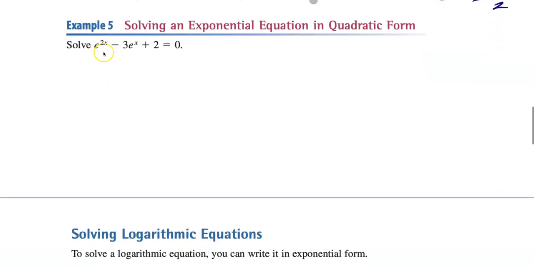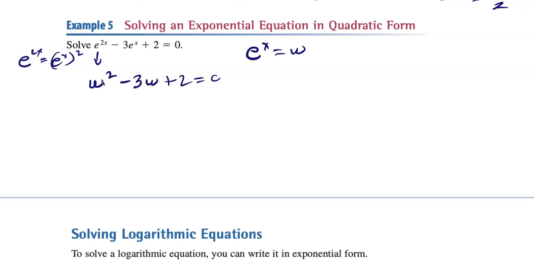This one is an e problem, right? But there's 2 e's. So you cannot just try to get e by itself. This is a quadratic. If you look at it, if we pretend like x equals w, what's going on here is this is the same thing as saying w squared, because e to the 2x is the same thing as e to the x squared. Right? When you take a power to a power, you multiply. So these are exactly the same thing. So this is just like w squared minus 3w plus 2 equals 0.